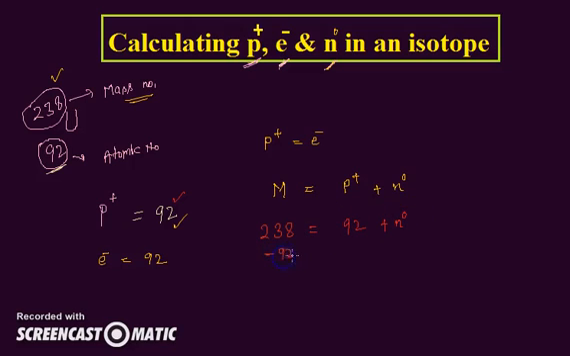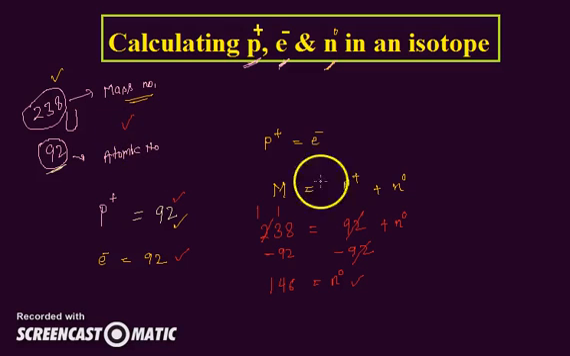I subtract 92 on both sides, and these will cancel out. 8 minus 2 is equal to 6, and here we have 3 minus 9. 3 is smaller than 9, that's why 1 is taken from 2, and it becomes 13. 13 minus 9 is equal to 4, and here we have 1. These are the number of neutrons. Number of protons is 92, number of electrons is 92, and number of neutrons is 146 in this isotope of uranium.